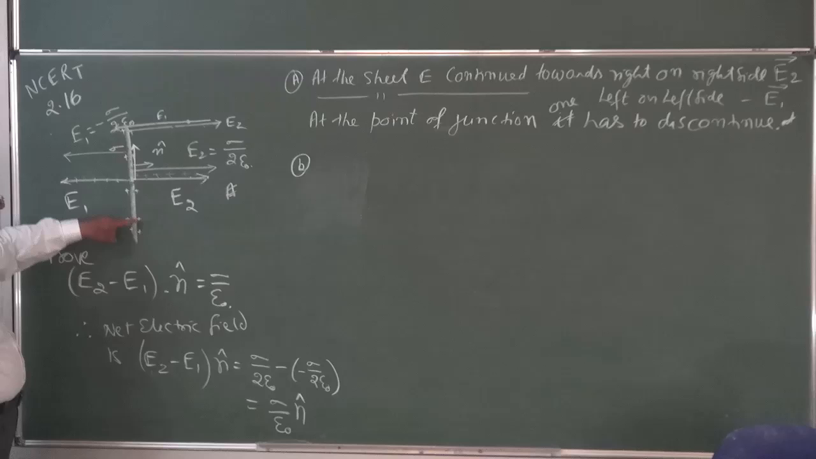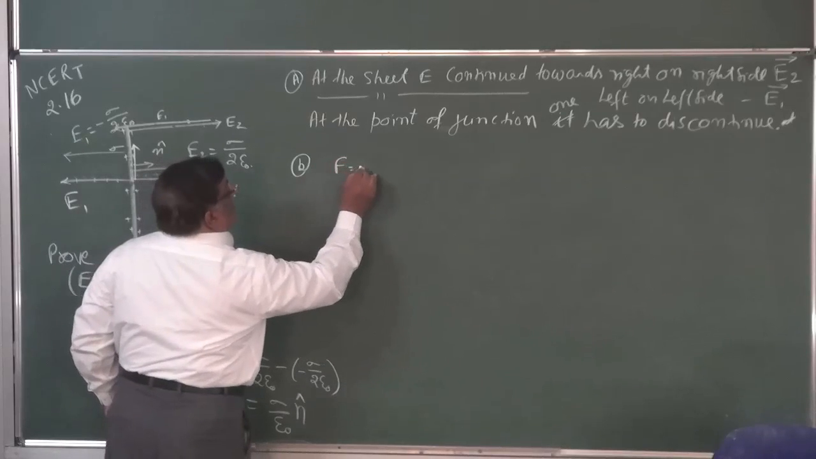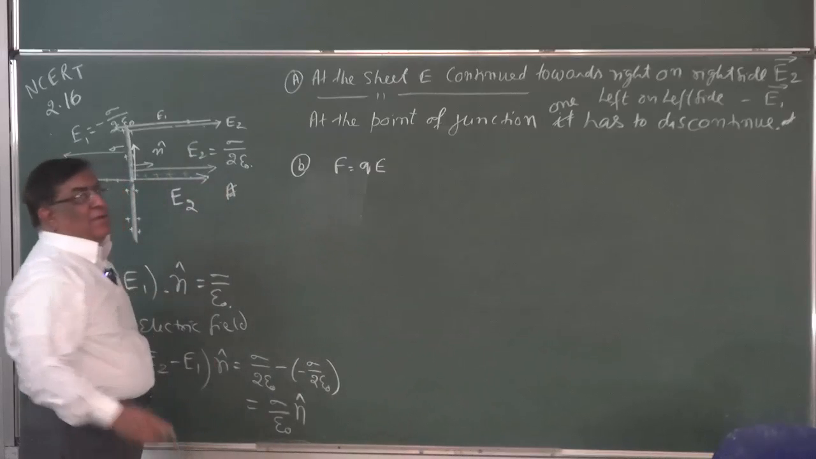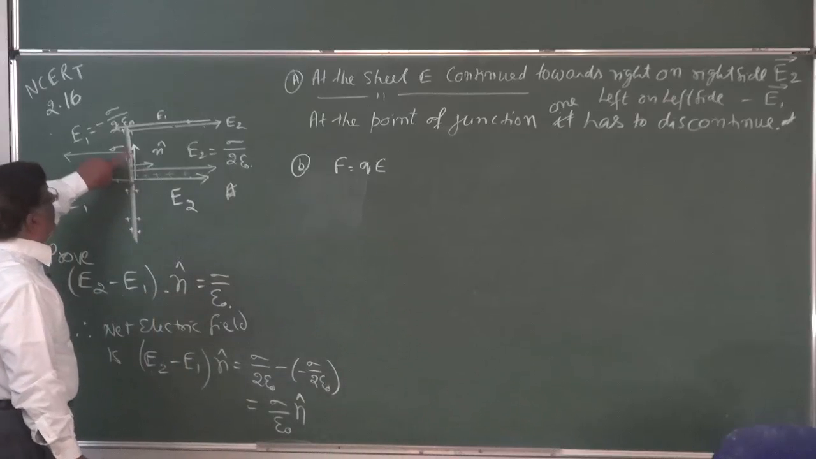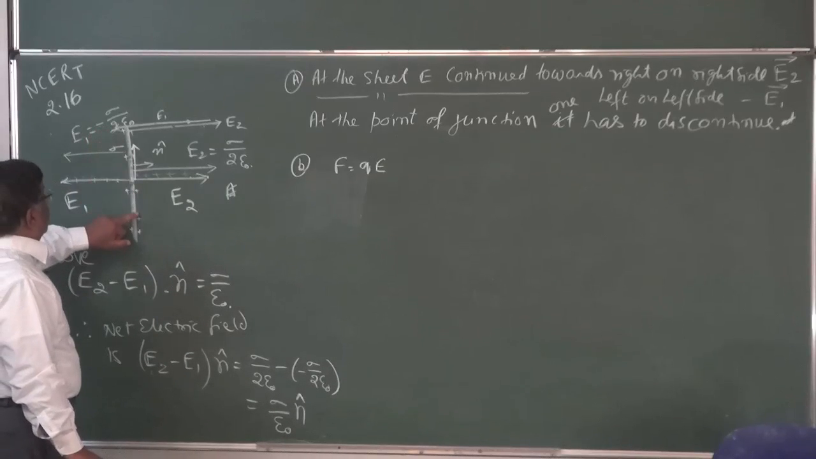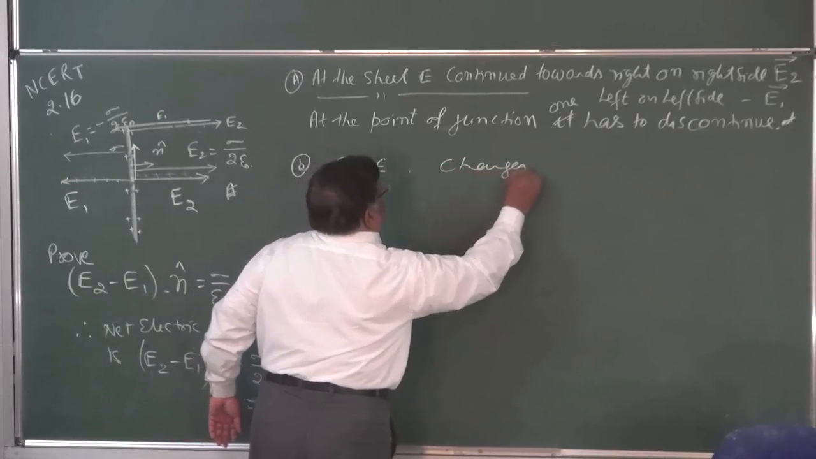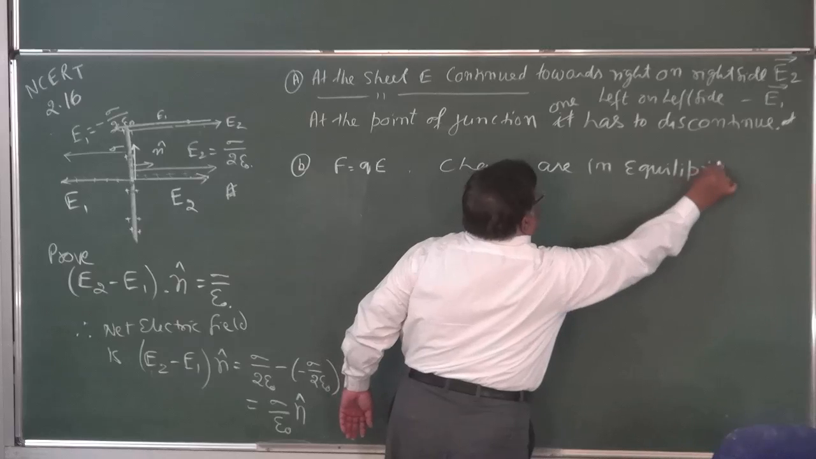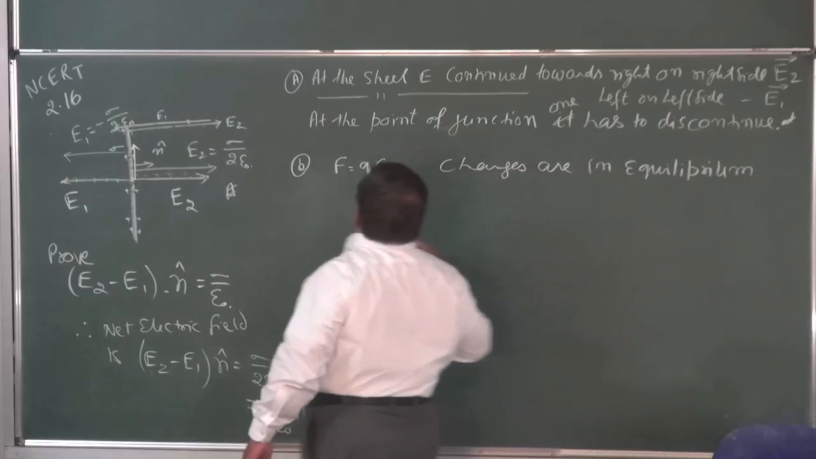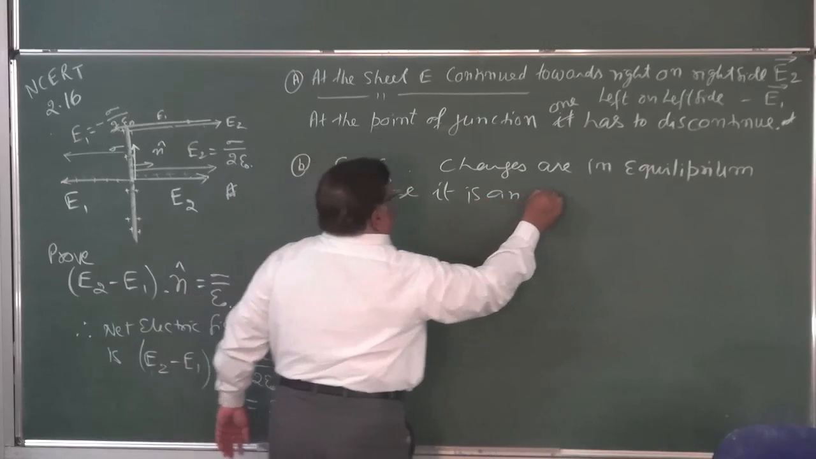All the charges here are settled. They are not moving. So why are they not moving? There is no force, and force is what? QE. The charges move from higher potential to lower potential, and if the charges are not moving, then how are these potentials? Equal, equal, equal, equal. Charges are in equilibrium. Therefore it is an equipotential surface.